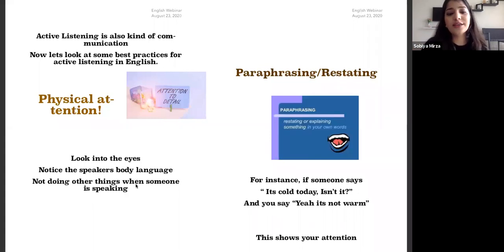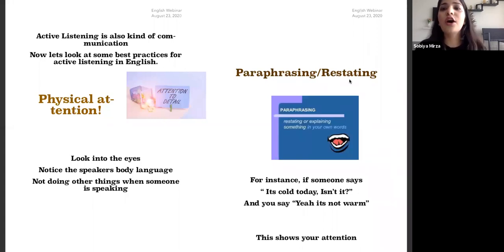Same thing, not doing other things when someone is speaking. The same thing I told you: if somebody is talking to you, it's out of etiquette to use your phone or look here and there and not focus on them. It's out of the question. It's something that doesn't work well.